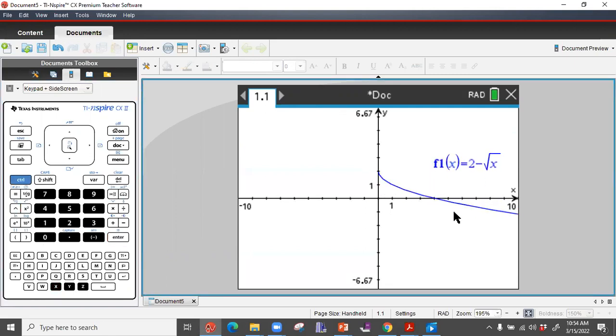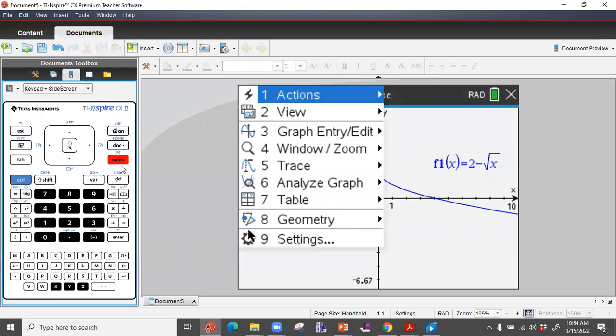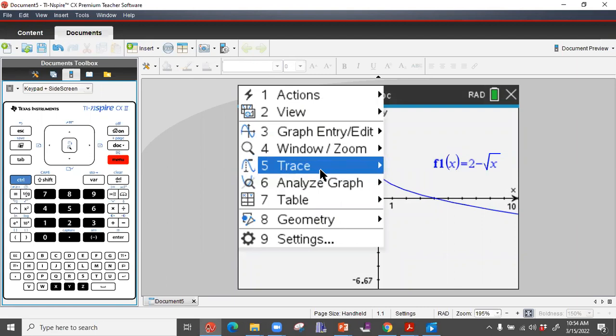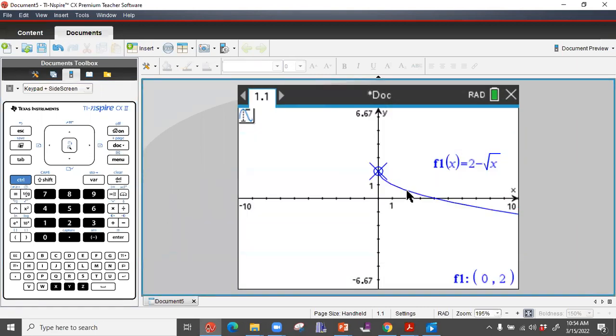And like we said, we're analyzing. From here, we knew that the 2 lets us know that it was shifted up 2. See how it was shifted up 2 units? The negative lets us know that it was reflected. Do we see that? So all of that is coming into play. Now to analyze the graph, I'm going to go to menu, trace, graph trace.